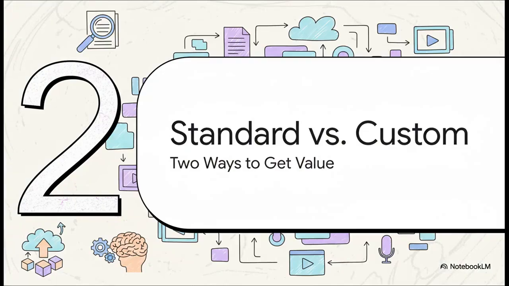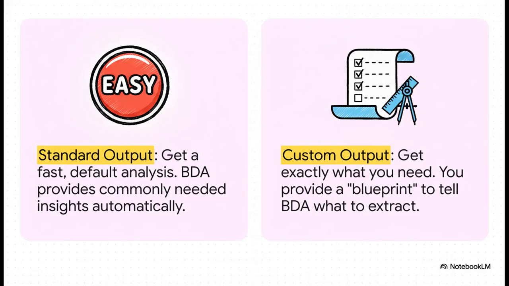Now, BDA gives you two main ways to go about this whole translation process. It really just depends on what you need. Either a quick, standard analysis or a super specific, custom extraction. And I love this analogy they use, the easy button versus the custom order. The standard output, that's your easy button. You just feed BDA a file, hit go, and it automatically spits out common stuff like a summary or a transcript. Super fast. But the custom output, that's where things get really, really powerful. That's your custom order, where you tell it exactly what you're looking for.